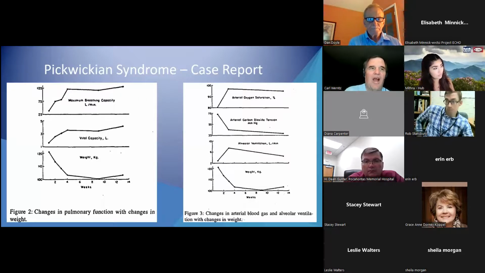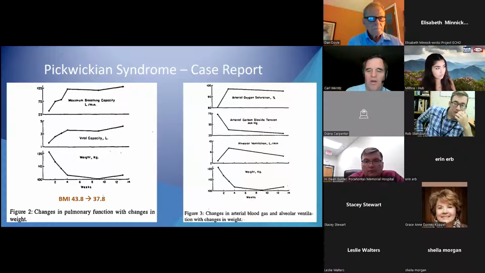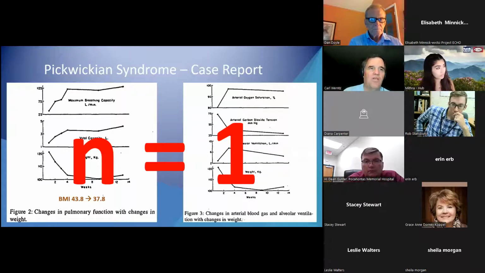I'm not saying that this didn't really happen. I think it really did happen, but they're marked changes. There's just a teeny tiny little problem. His BMI went from 43 down to 37.8. So we're still in the obese range, but we're less obese. The problem with this is an N of 1. So we've based an entire syndrome on one guy back in the 1950s.